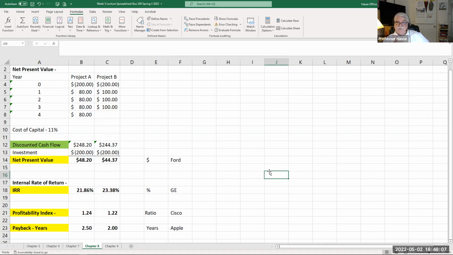Profitability index, the ratio analysis, is used by Cisco. It's their culture. It's what they feel comfortable with in that analysis. That's why we learn all 4, because many companies use different ways of determining return. Apple is big with payback. In Apple's culture, if they don't pay back an investment in 2 years, they don't want to hear about it.